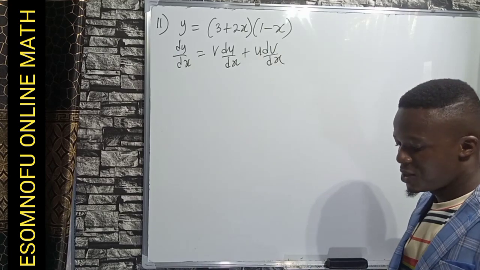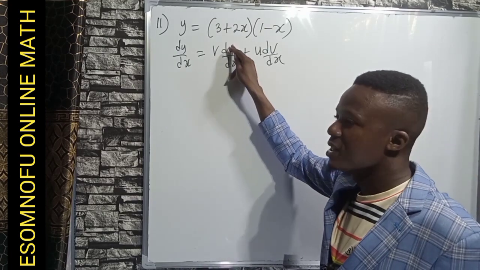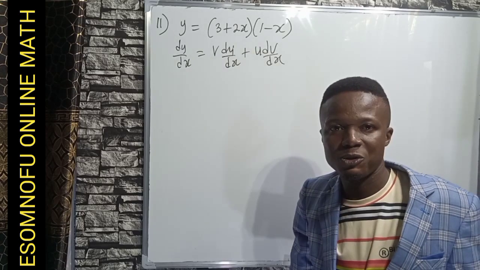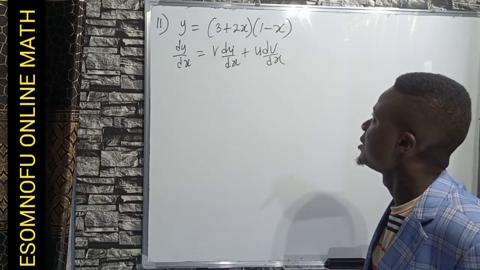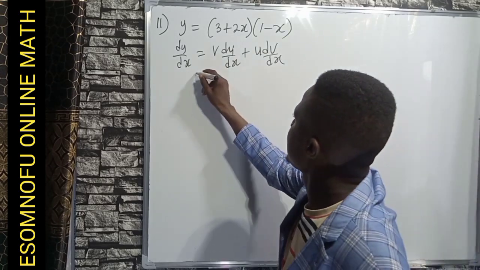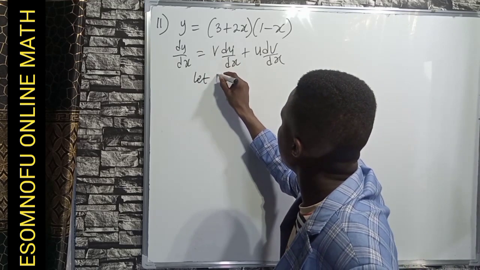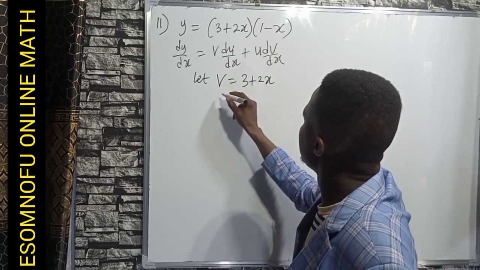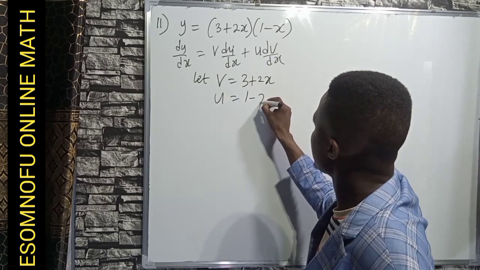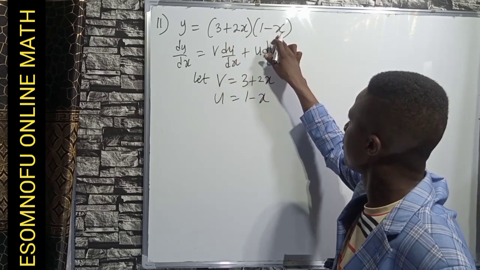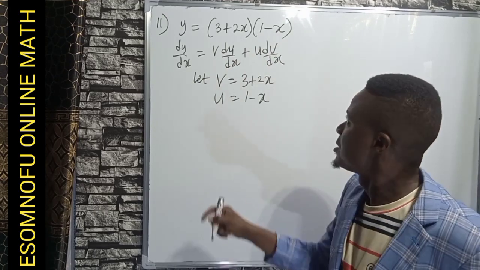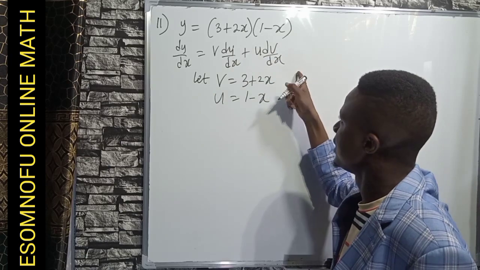So what you need here is to get your v, get du/dx, get your u, get dv/dx, and fix them in the formula. Once you fix it there, the answer comes right away. So let v be equal to 3 plus 2x and u be equal to 1 minus x. I call the first one v and the second one u. The remnant here is just du/dx and dv/dx.